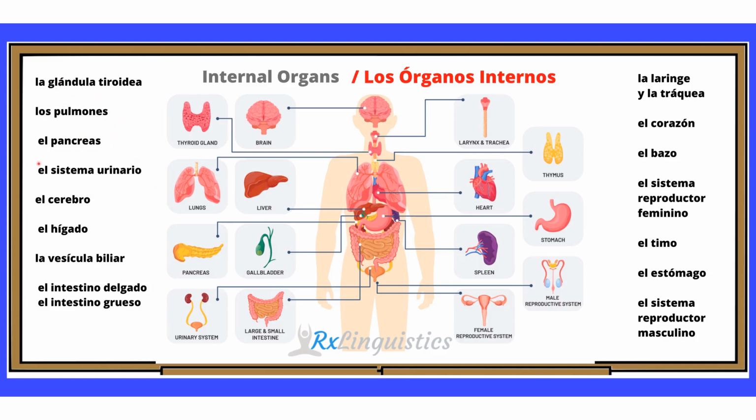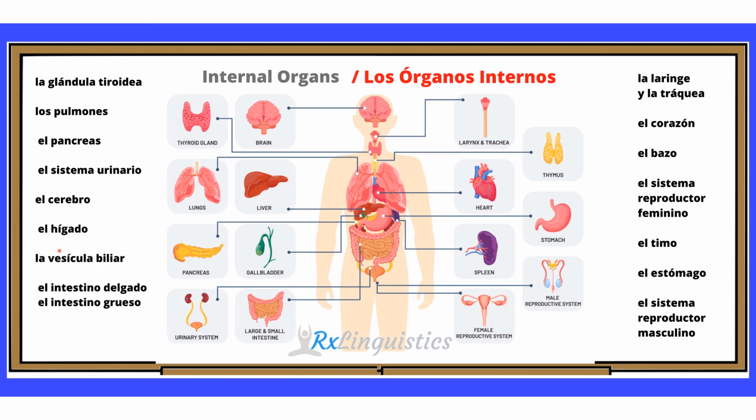Now let's see the internal organs. Okay, this one is la glándula tiroidea, thyroid gland. Lungs, los pulmones. Pancreas, el páncreas. Urinary system, el sistema urinario. Brain, el cerebro. This is liver, el hígado.